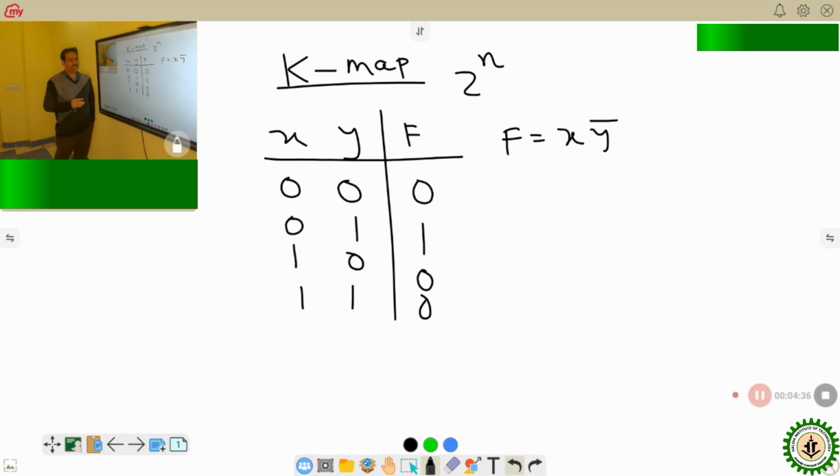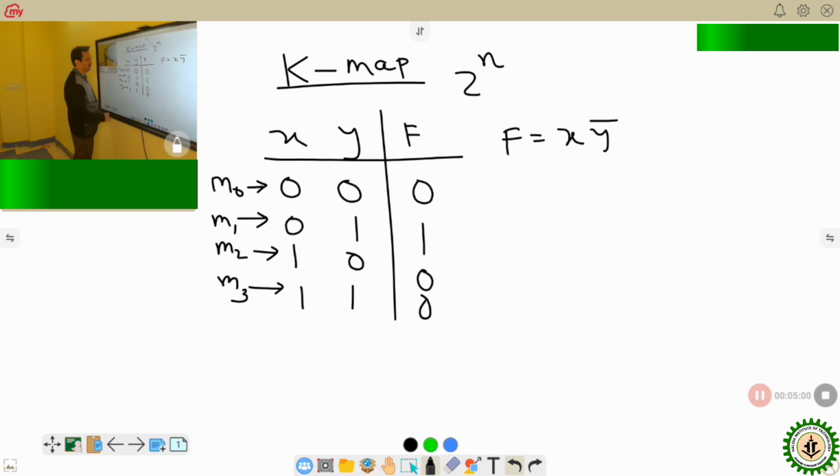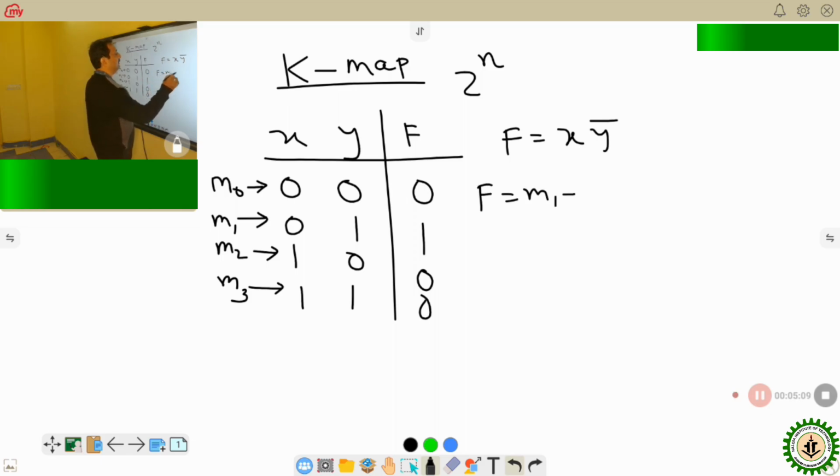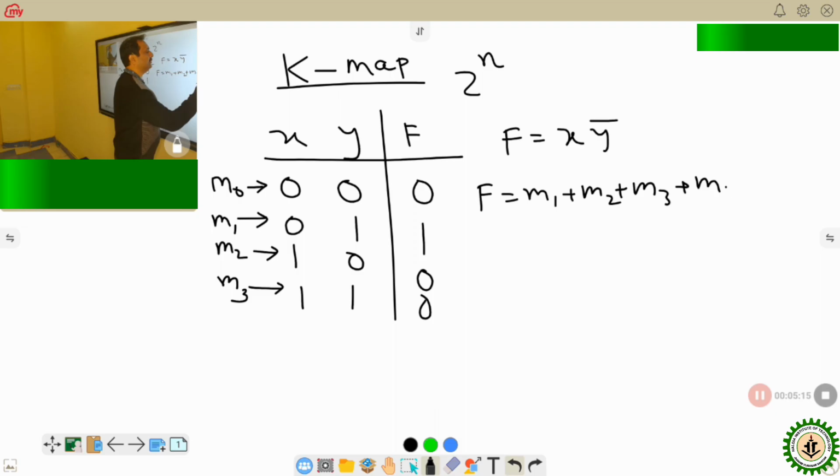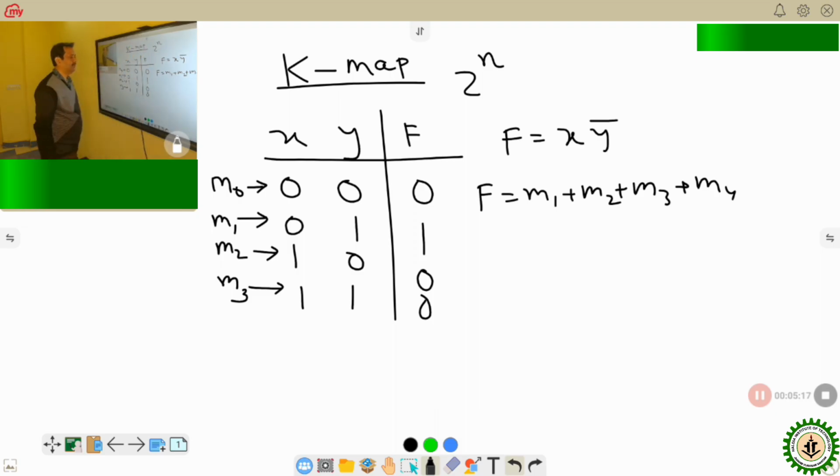Before discussing the K-map in detail, I will give some idea about some terms. That is called the min term. The 0 0 combination means min term 0, the 0 1 combination is min term 1, the 1 0 combination is min term 2, and the 1 1 combination is min term 3. And what is the actual output? The actual output F is equal to M1 plus M2 plus M3 plus M4.